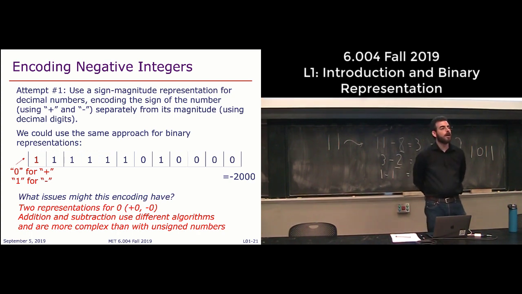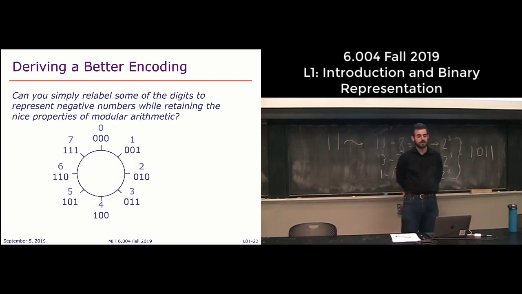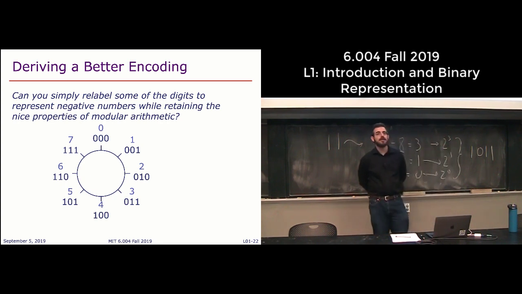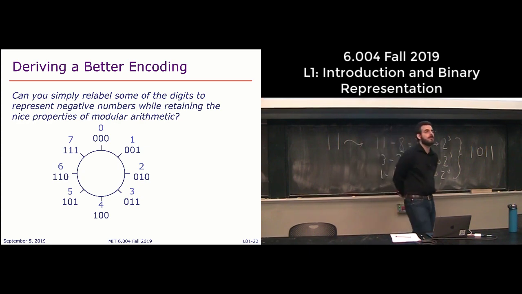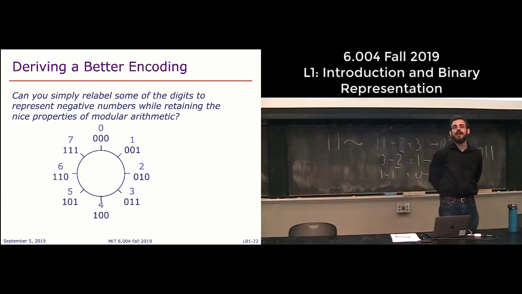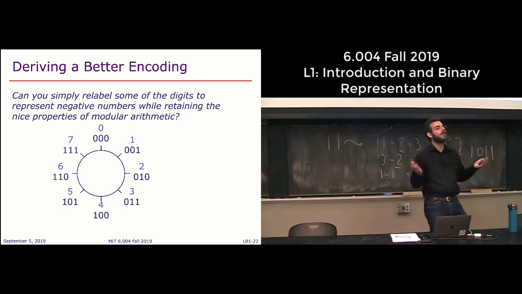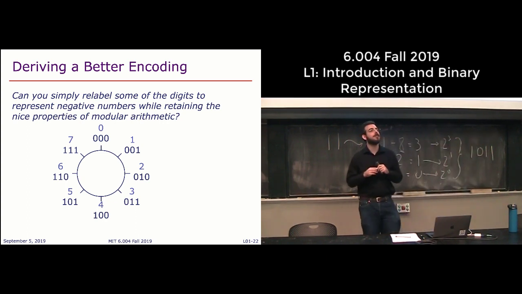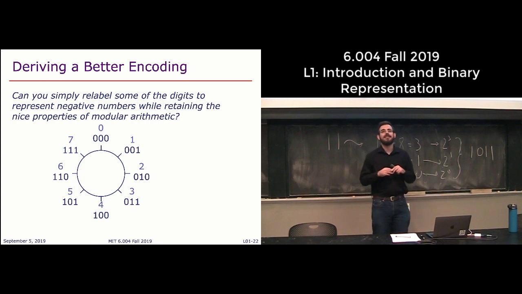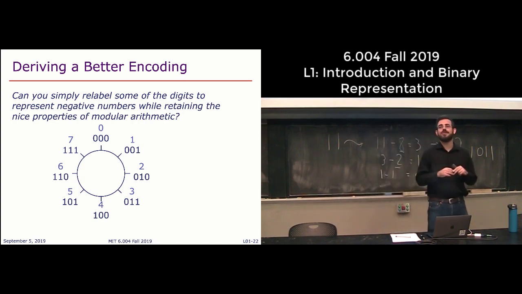So we had a good thing going on with modular arithmetic. So let's figure out if we can derive a better encoding. If we go back to this clock representation of numbers, let's see if we can just relabel some of the digits that we have here, 0 through 7, to represent negative numbers while retaining the nice properties of modular arithmetic. Can anybody tell me how would I go about just changing the meaning of some of these numbers? What numbers would you change?